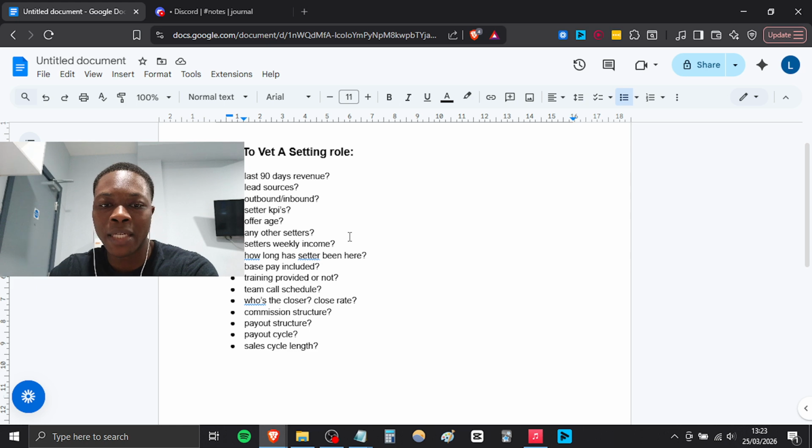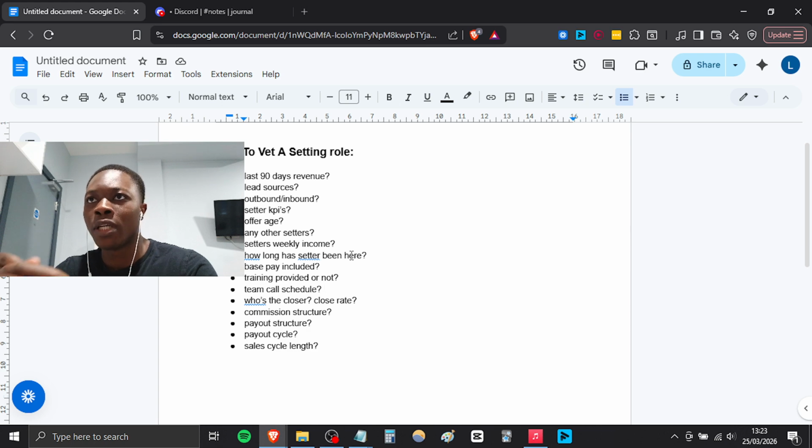Then how long has the setter been there? That ties into offer age. Is there base pay included? This is just going into the commission structure of the offer. Some offers have 5% for, let's say, a standard high ticket offer. Then they have 10% for a low ticket offer. So that would be the commissions.